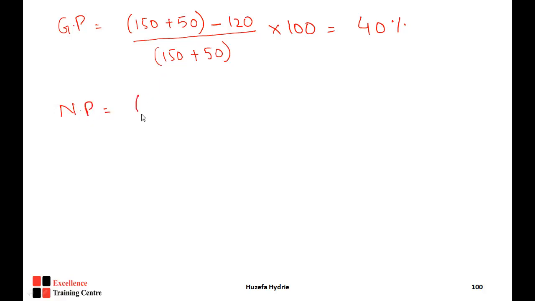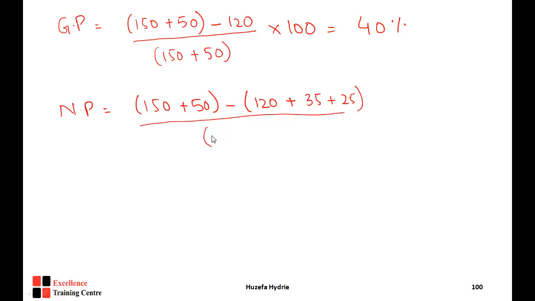So that will be 150,000 plus 50,000 minus cost of sales, minus further expenses. What are the further expenses? 35,000 selling cost, and minus admin cost 25,000. Okay. Divided by sales, multiplied by 100. What are we getting? 10% as the net profit margin. Okay.